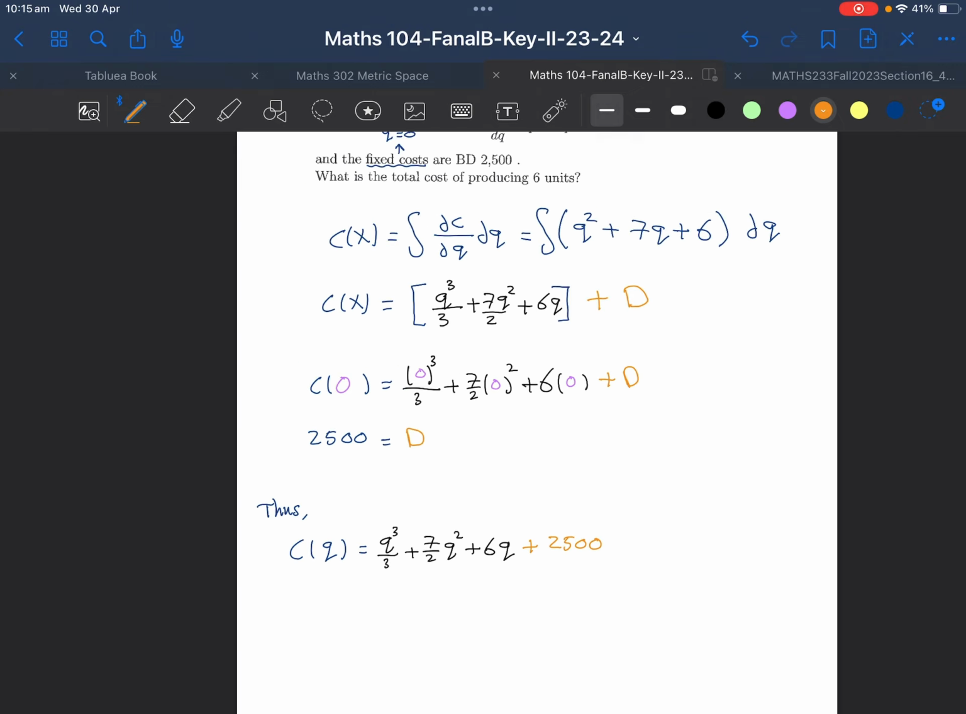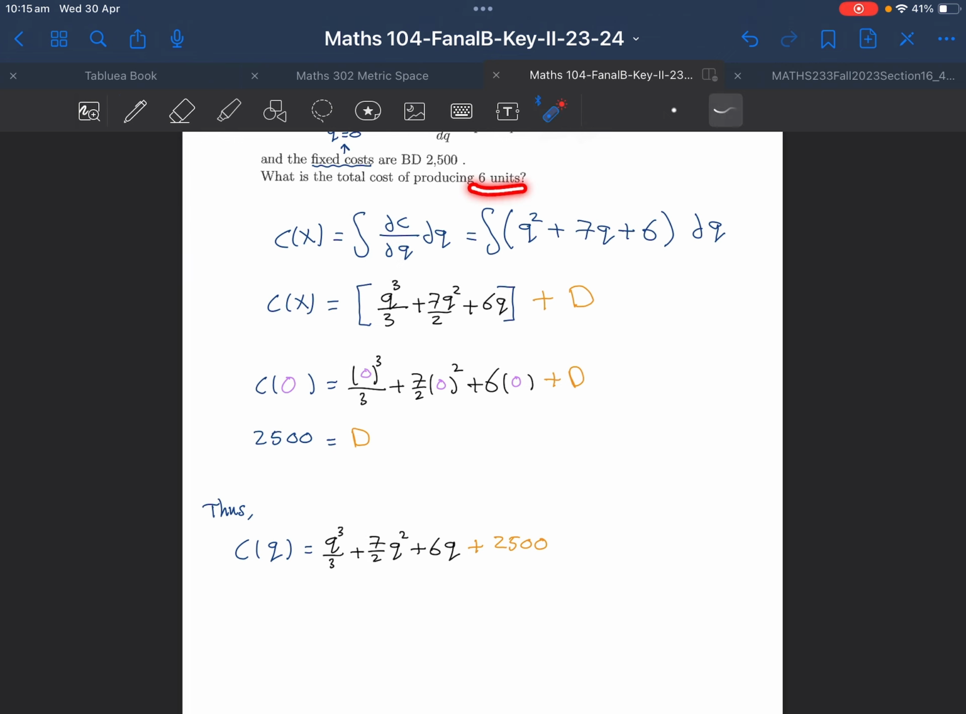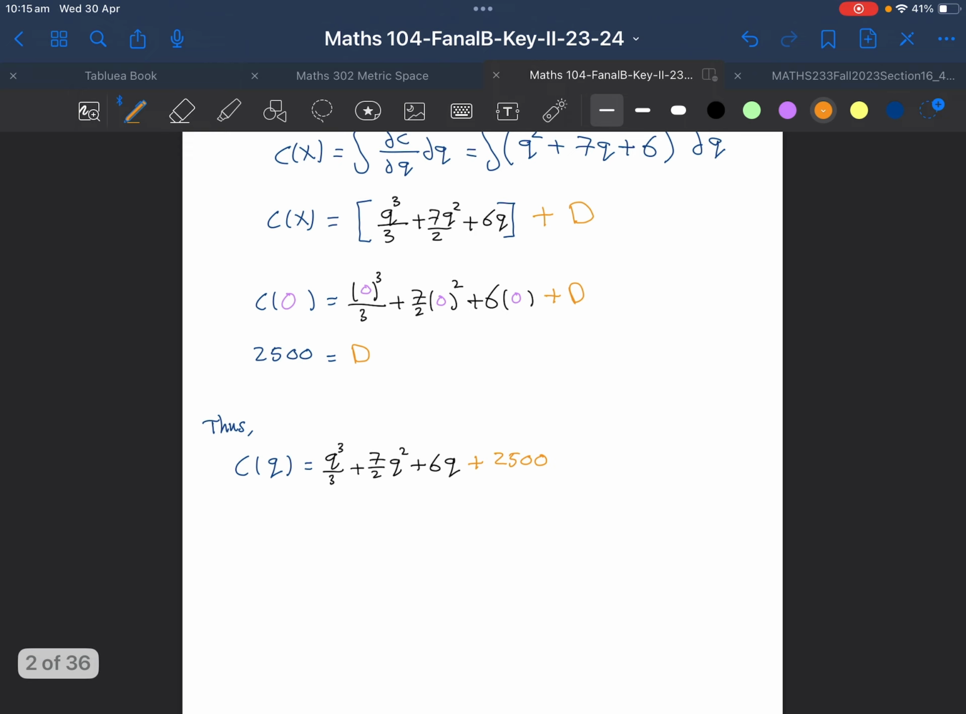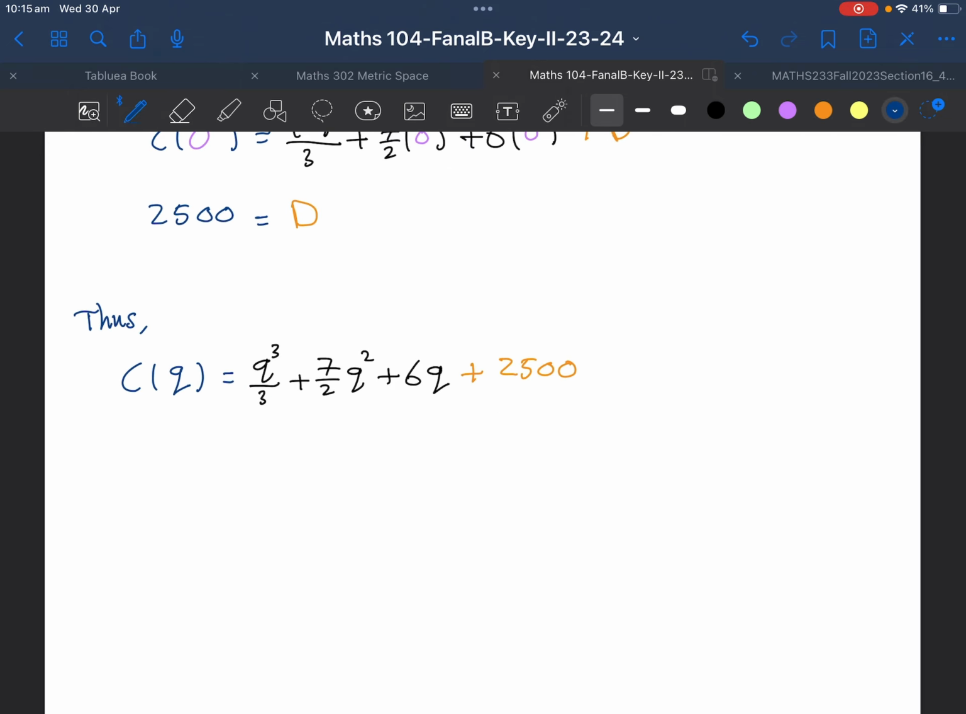Now, this is the cost function. For the final answer, we need to substitute q equal to 6. Why exactly 6? Because it's given to me in the question. So what is C of 6?